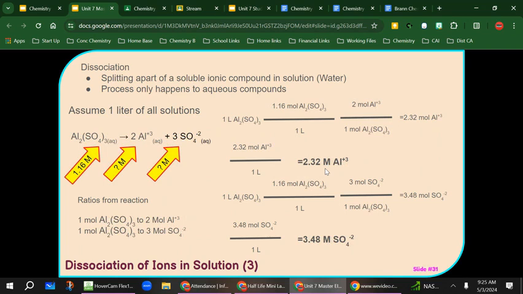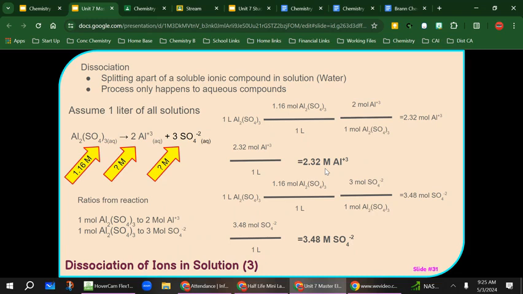Okay. So now we have a compound, ladies and gentlemen, where it is 2 aluminums to 3 sulfates. So now you got a 2 over here and a 3 over here. What's going to happen to this molarity? Double. It's going to double.